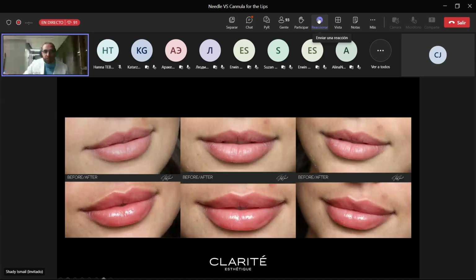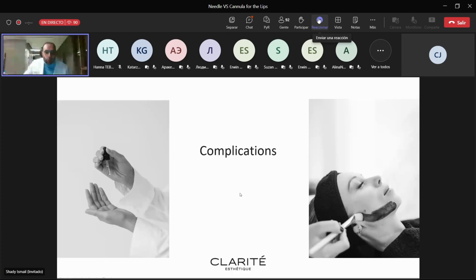Complication, which is a very important part, because we are talking about soft fillers and cannula, safe techniques, so I'm going to talk about complications. We have two types of complication: the vascular complication, or the aesthetic complication, which is common: edema, granuloma, nodules, hematoma, which is the most common, and it's reversible and it can resolve by itself.